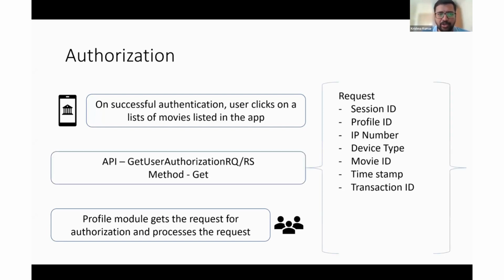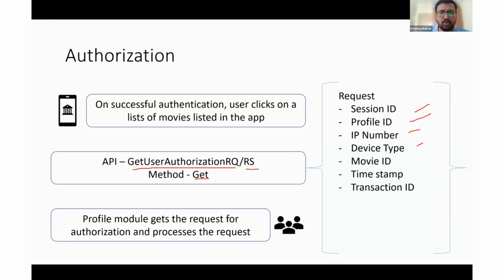Over here, there are two modules, obviously the app and the profile. So obviously there is an interaction, that's the API, get user authorization request. And the response from the module would be the get user authorization response. Again, the method is get here. The parameters within this request could be session ID, the valid session ID with which you have already been authenticated, the profile ID, the IP number, device type, and the movie you have selected.